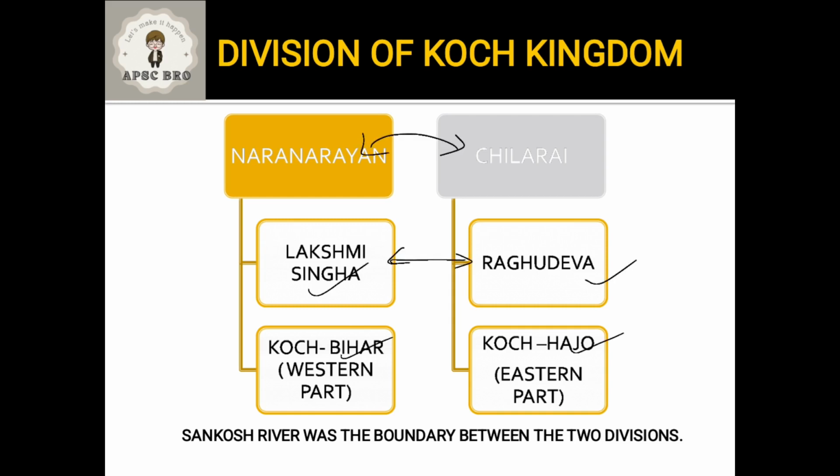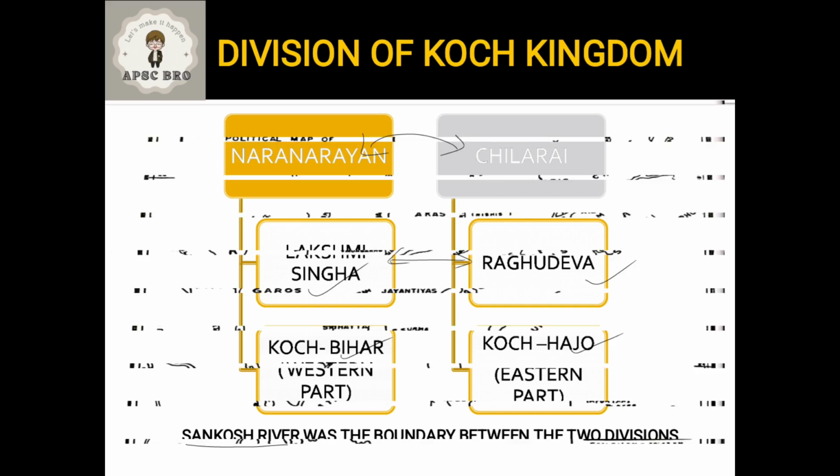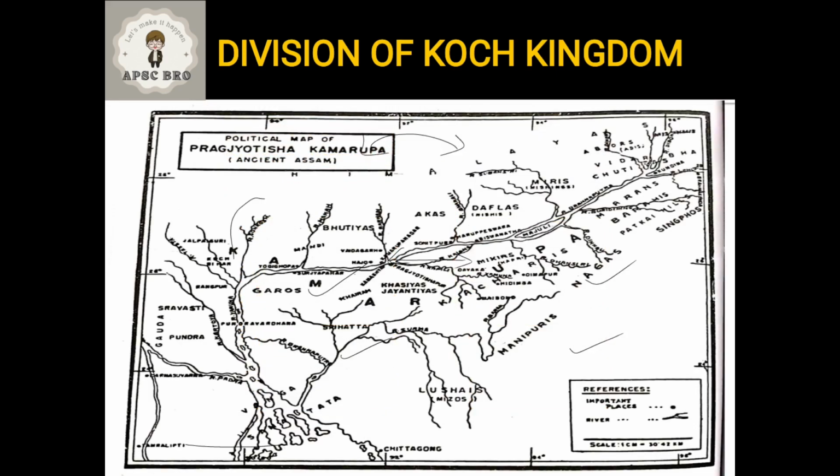Kush Bihar was ruled by Lakshmi Singha and Kush Hazu by Raghudeva. Kush Hazu is the eastern part and Kush Bihar is the western part. Sankosh river is the boundary between the two divisions. Okay, so ultimately the big mighty Kush kingdom was divided, and this weakened them. You can see this map here, this Sankosh river. The eastern part, Kush Hazu, was ruled by Raghudeva, and the western part, Kush Bihar, was ruled by Lakshmi Narayan.